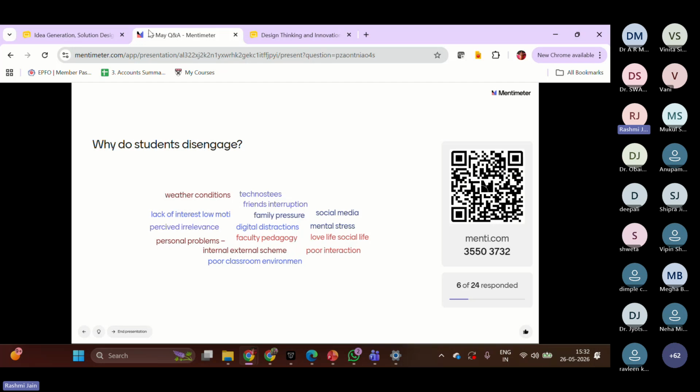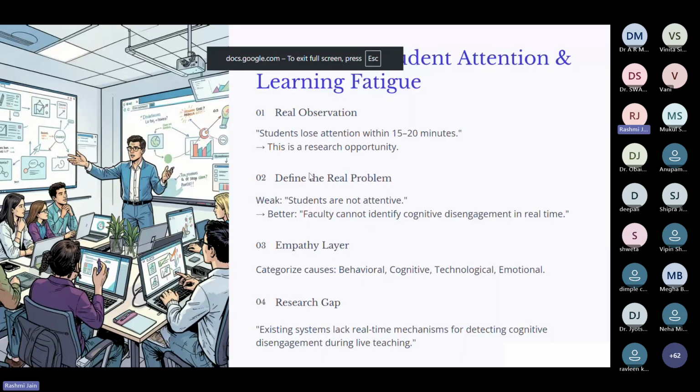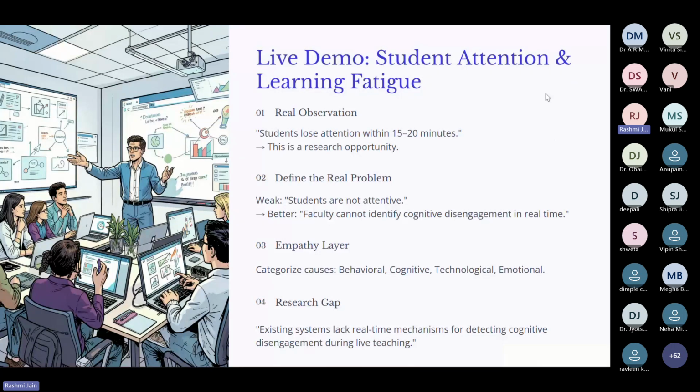So what we can do now is start structuring these responses into four categories, whether these are behavioral issues, cognitive issues, technological issues, or emotional issues. That's where you will start seeing that your research problem has started gaining some sort of a structure here.